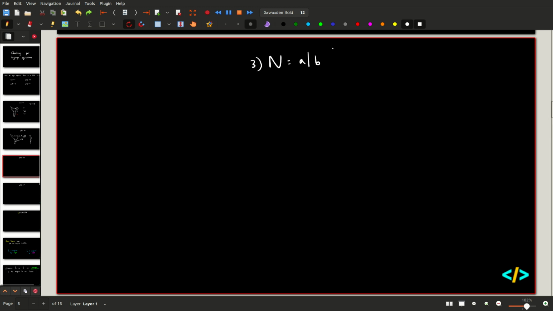Okay, let's have a go at N equals A or B. So, how do we do something like this? We want to represent OR. Does anyone have any suggestions in chat? Any ideas? If anyone wants to come up on stage as well, let me know. Feel free.